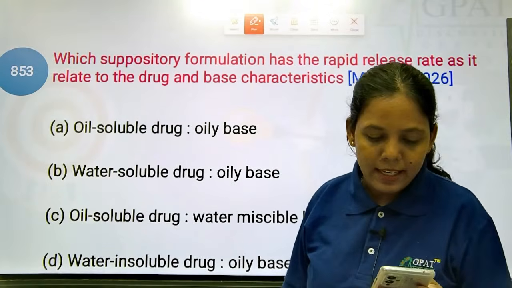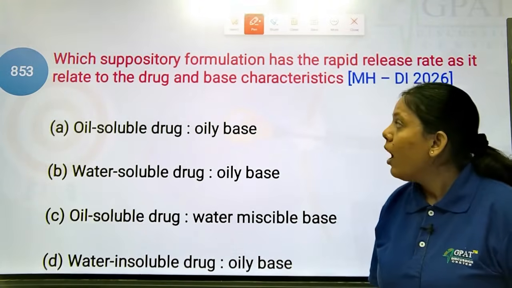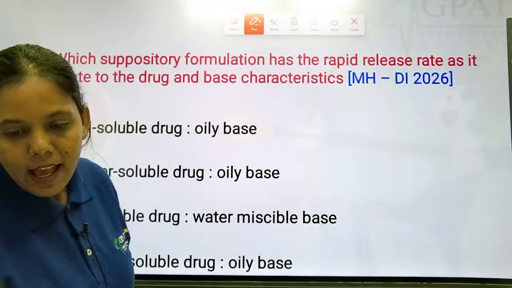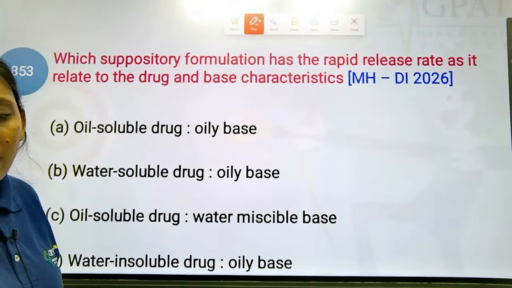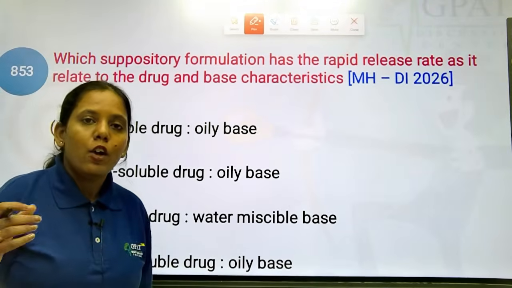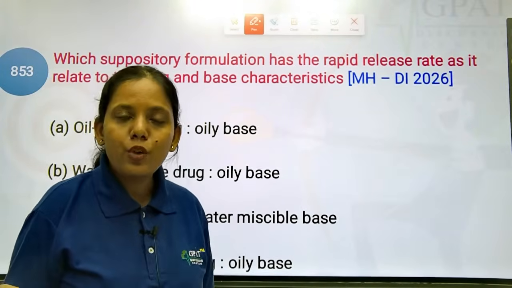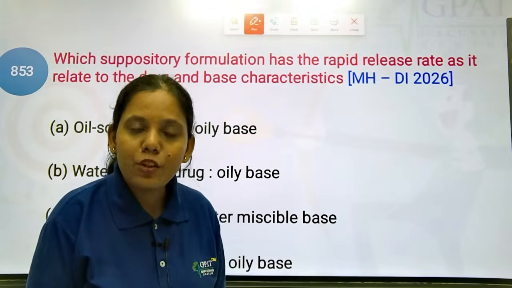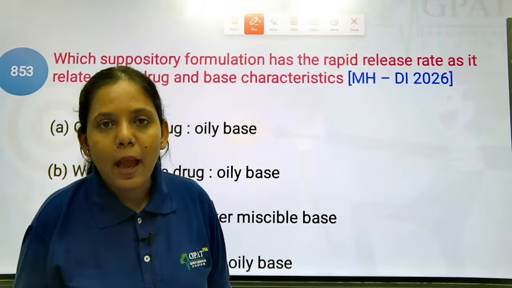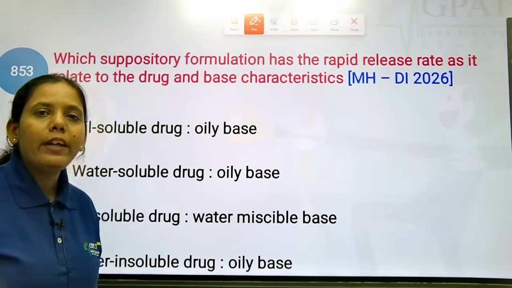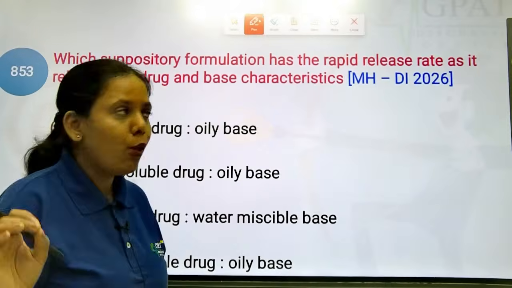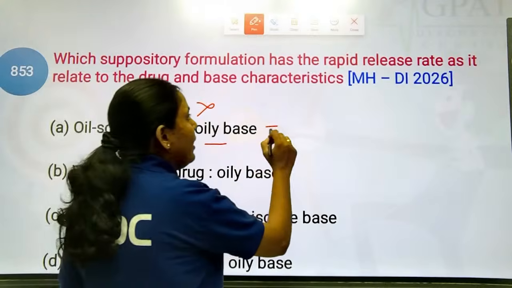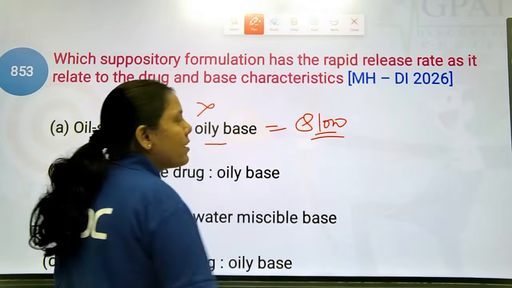Next question is related to which suppository formulation has the rapid release rate as it relates to the drug and the base characteristic. So we always say that the drug should have proper log P value, it should be hydrophilic, and your base should be oily. Why? Because it will show rapid release. For example, if both are oily, it will have slow release. Oil soluble drug, oil base, that will have a slow release. It will not have rapid release, right?